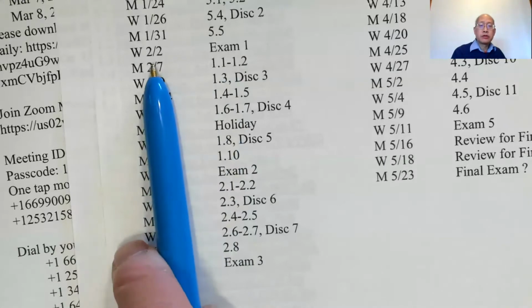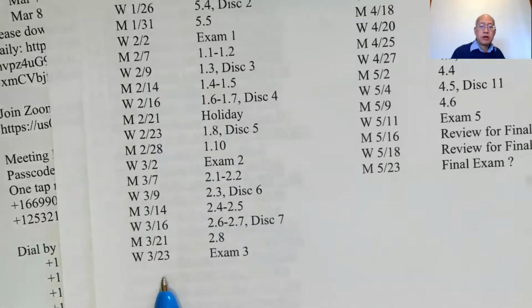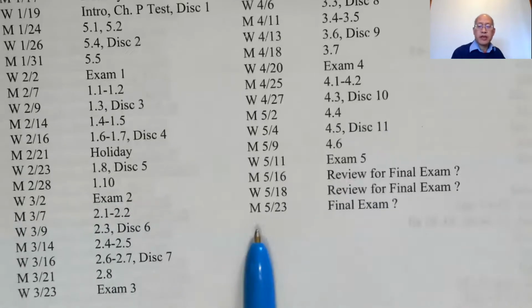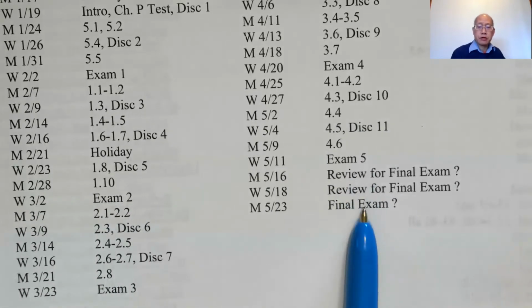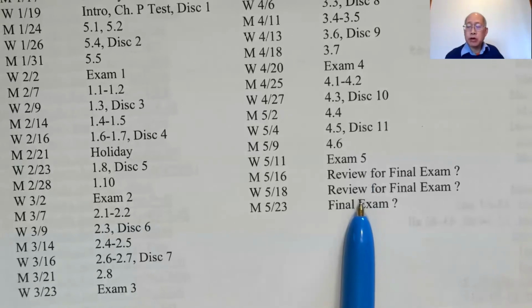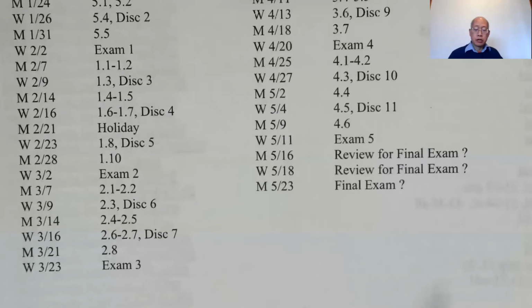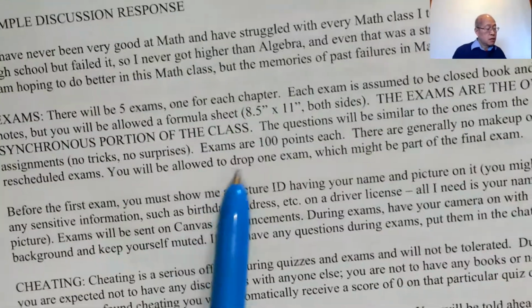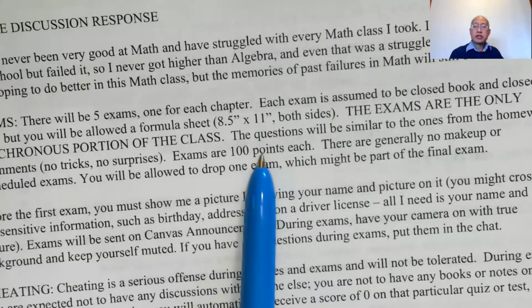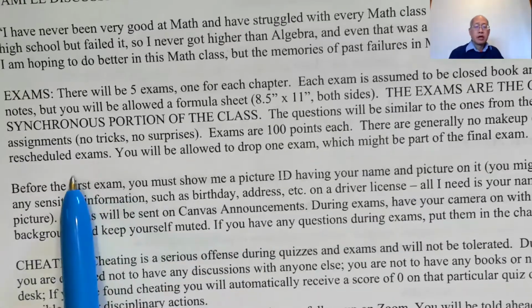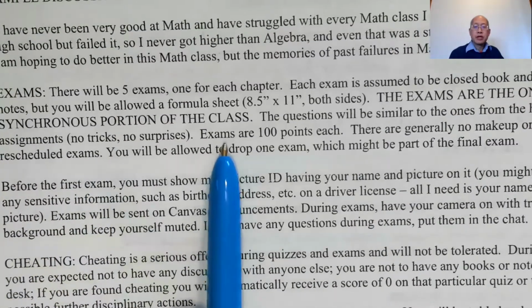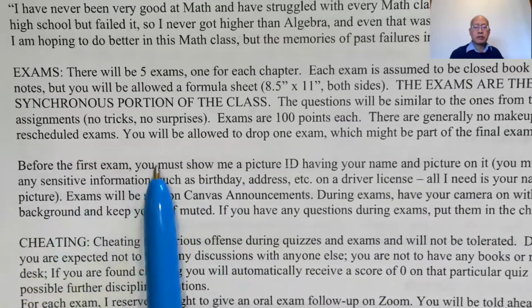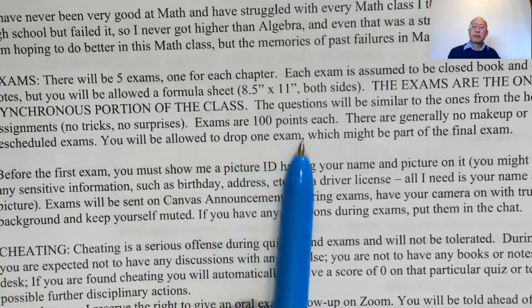exam 1, Wednesday 2:2, Wednesday 3:2, Wednesday 3:23, Wednesday 4:20, Wednesday 5:11, and the final exam, the date is to be determined. Okay, so that's the only time you have to show up 8:10 to 10:25. All the other times you don't have to. Okay, and questions will be similar to the ones from the homework. I don't give any tricks or surprises. Exams are 100 points each. There's generally no makeup or rescheduled exams. You're allowed to drop 1 exam, which might be part of the final exam.